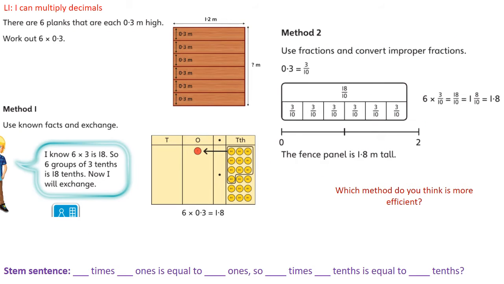Actually, we could have used 2 different methods. So let's just quickly recap what we've done. So there are 6 planks and they are 0.3 meters high. We can work out 6 times 0.3. So here is the method that we've just done. We know that 6 times 3 is 18. So 6 groups of 3 tenths is 18 tenths, and we're going to need to exchange.